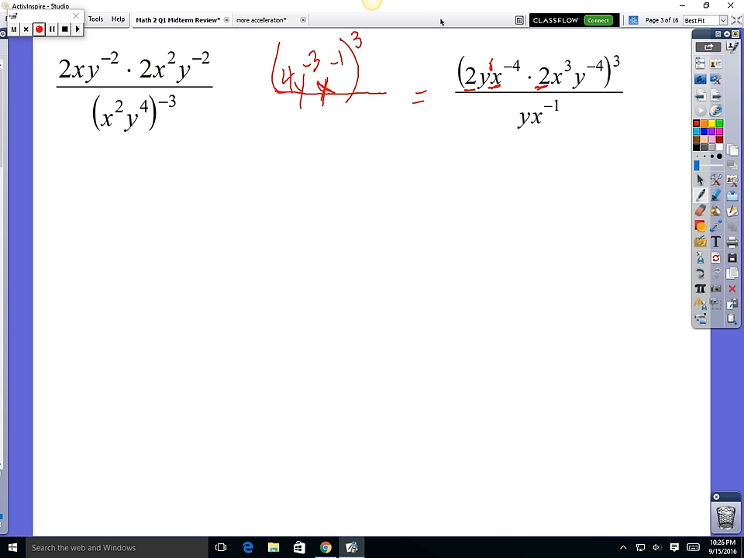Okay, my bottom is already cleaned up. It's done. Y, x to the minus 1. Okay, now on the top.